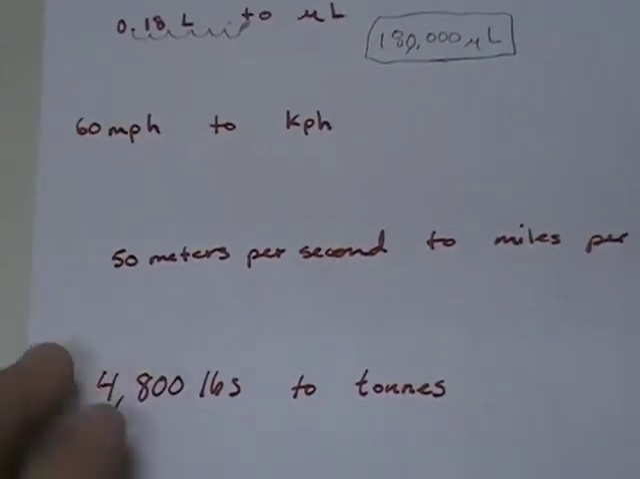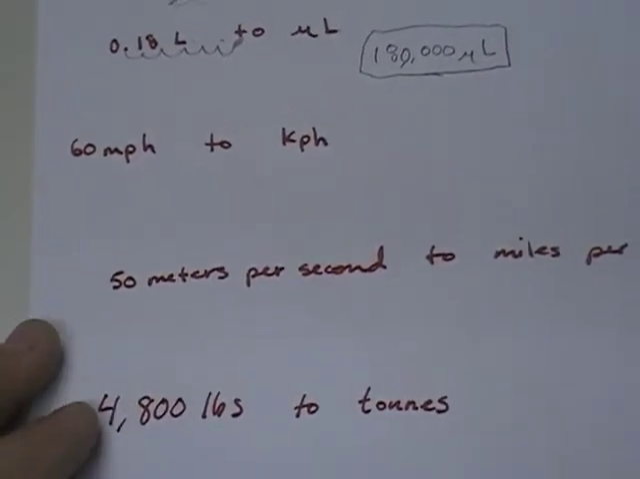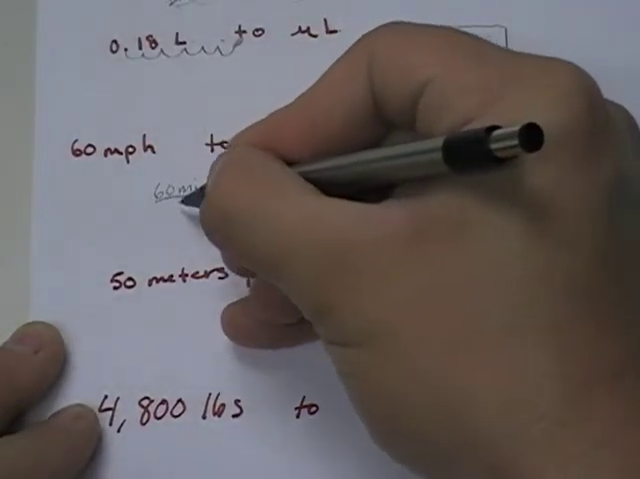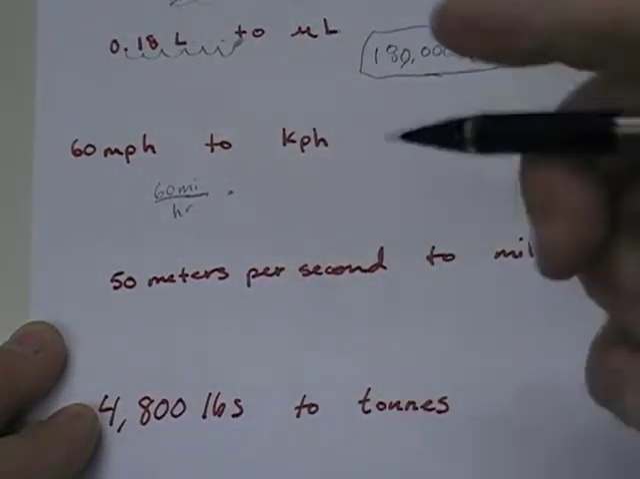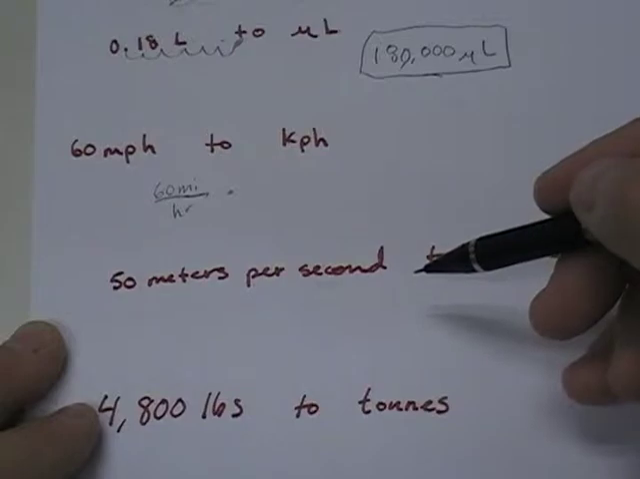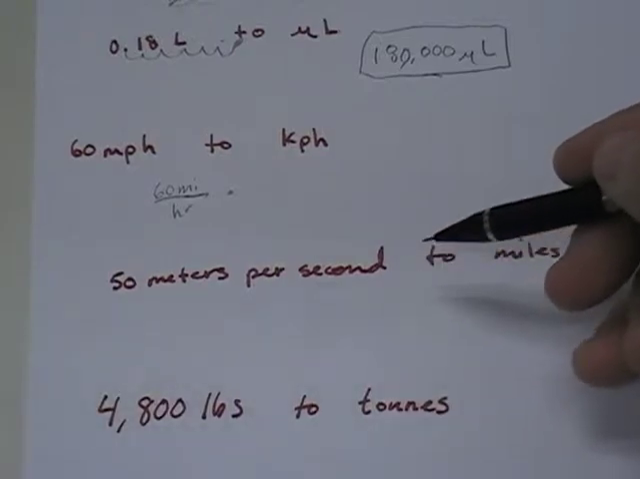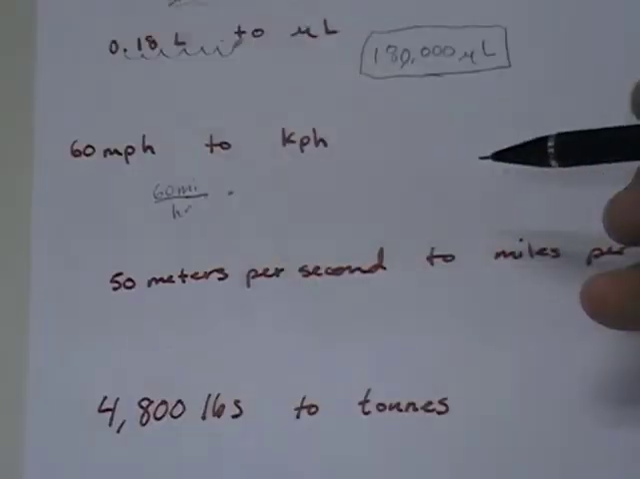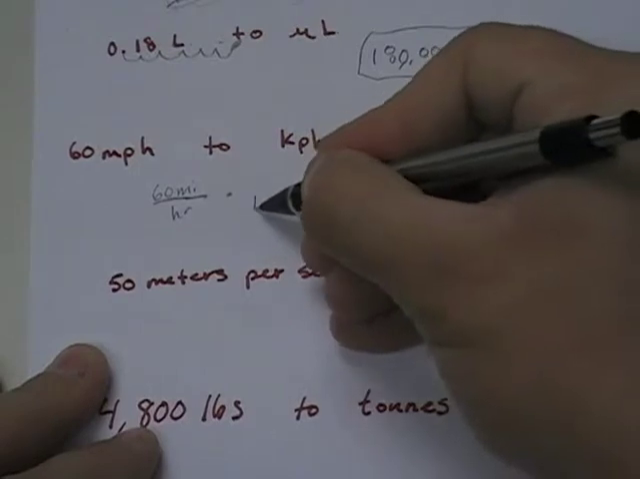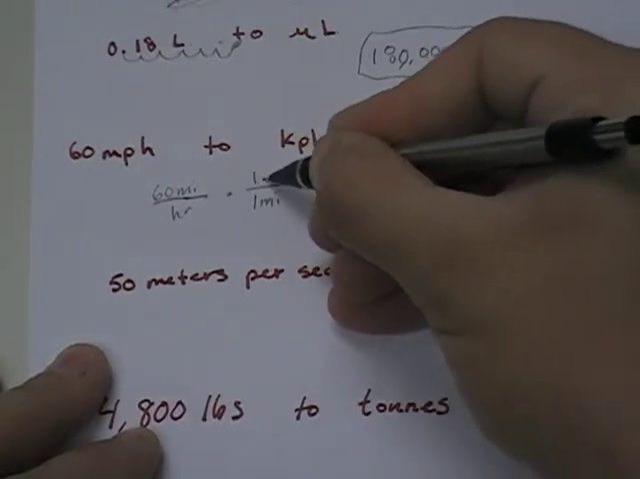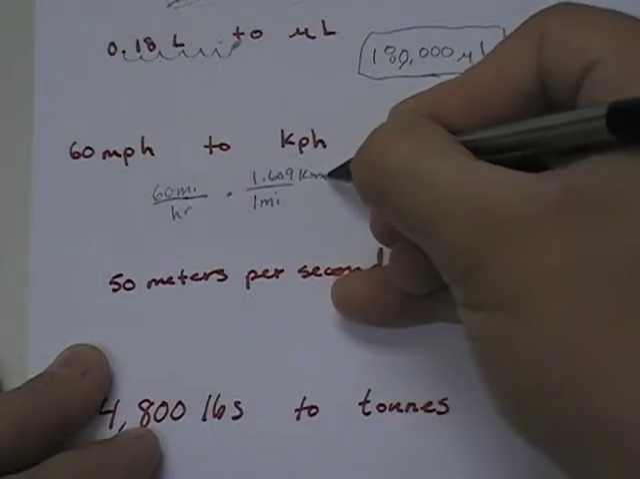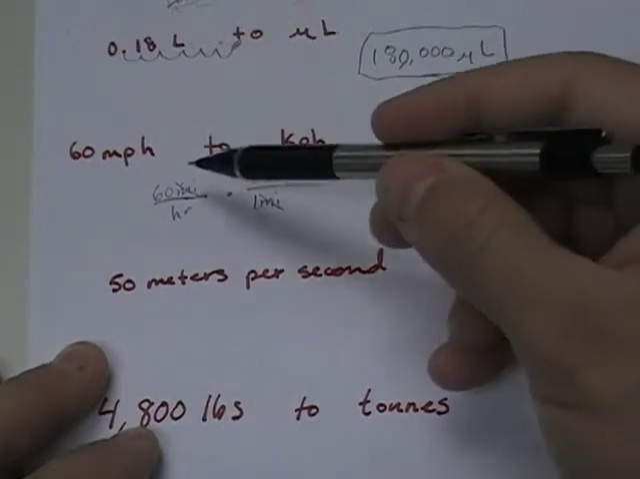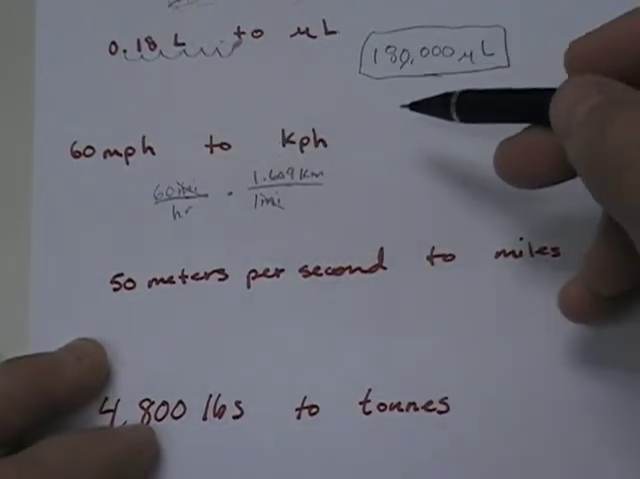Okay, so here we go. 60 miles per hour to kilometers per hour. All right, so we start with 60 miles per hour. And we want to multiply this by a unit of 1. And if I take my handy sheet, I've got 1 mile is approximately equal to 1.609 kilometers. So I put 1 mile on the bottom, 1.609 kilometers on the top. And miles cancel top and bottom. And basically I'm going to say 60 times 1.609.